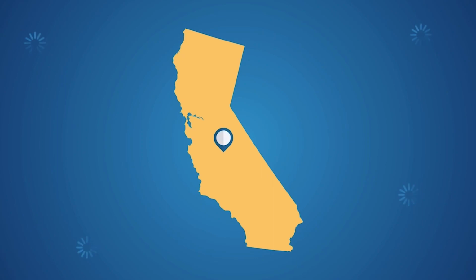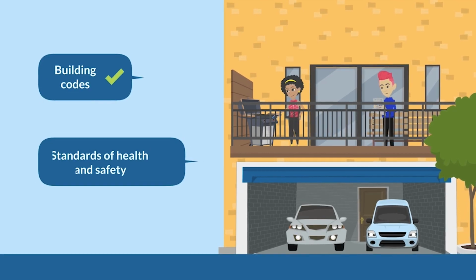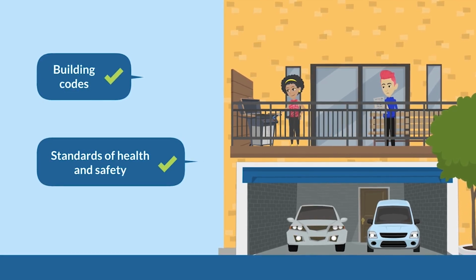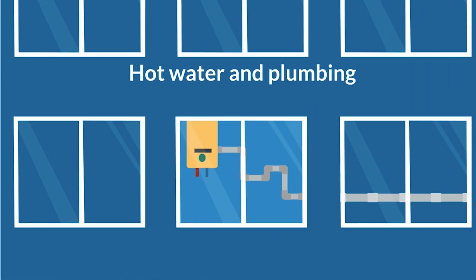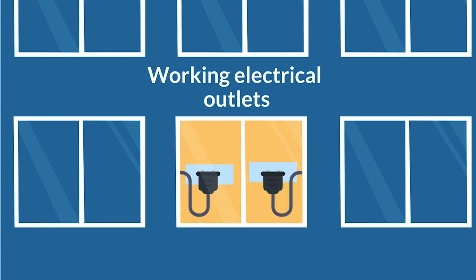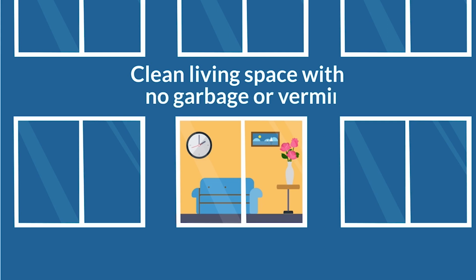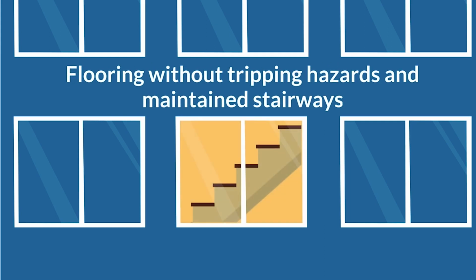Under California law, a landlord is required to provide housing that meets building codes and minimum standards of health and safety. Some examples of the basic things a landlord must provide to keep you safe and your space livable are secured windows and doors, hot water and plumbing free from leaks, adequate heat, working electrical outlets, a clean living space with no garbage or vermin, and floors without tripping hazards and maintained stairways.